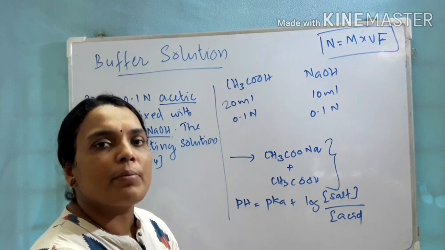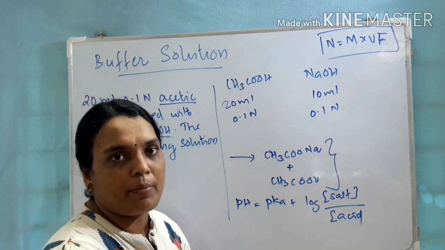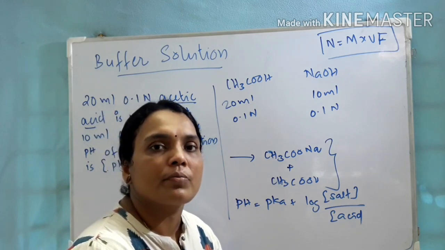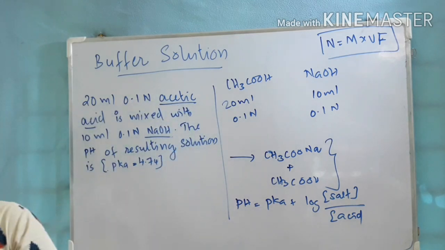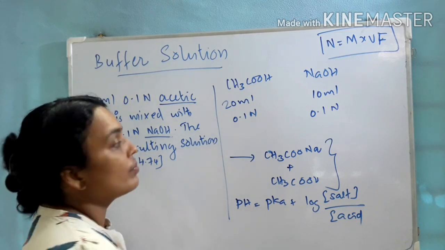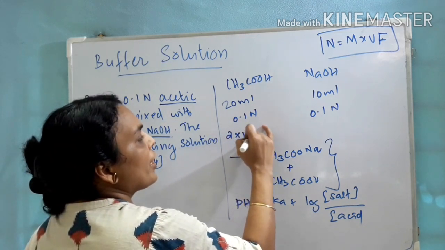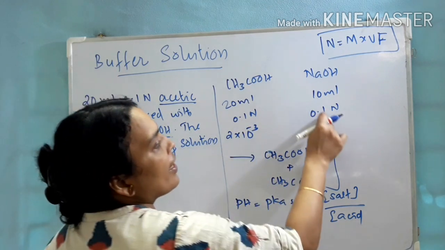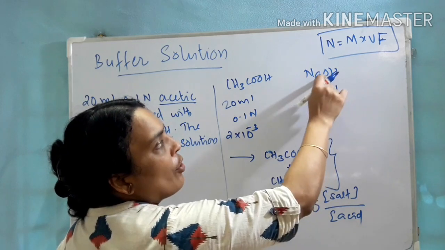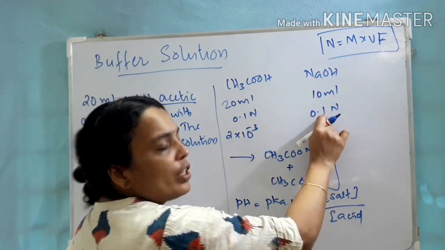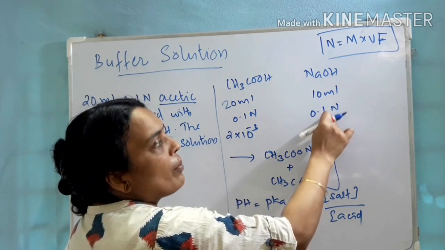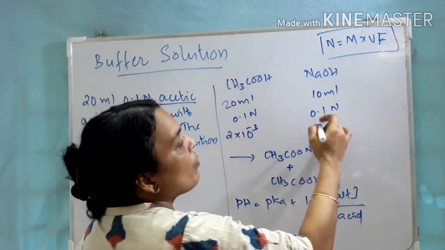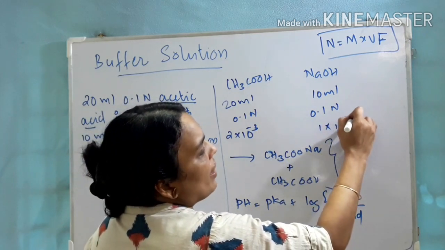0.1 molar acetic acid means 0.1 mole present in 1000 ml. So here we have only 20 ml. So what is its concentration? That is 2 millimole, or 2 into 10 raised to minus 3 moles of acetic acid present. And here 0.1 normal NaOH, valency factor is again 1, so it is 0.1 molar itself. So 0.1 mole present in 1000 ml, or then 10 ml consists of 1 millimole, that is 1 into 10 raised to minus 3.